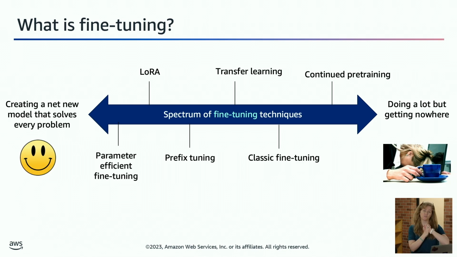So transfer learning is much more compute efficient, much more data efficient, because instead of needing to fine-tune the entire model, you can just fine-tune a few layers, which means you can do it with smaller data samples and less resources, which is great. And then classic fine-tuning is just fine-tuning the whole thing.